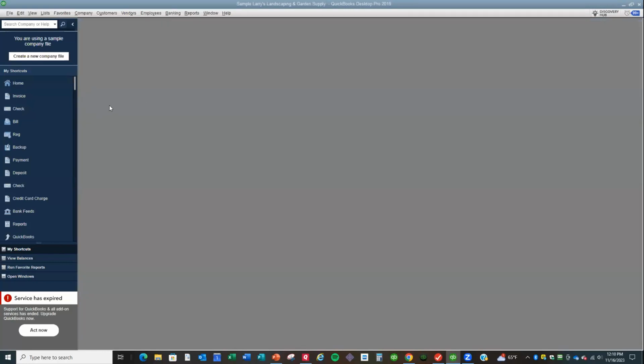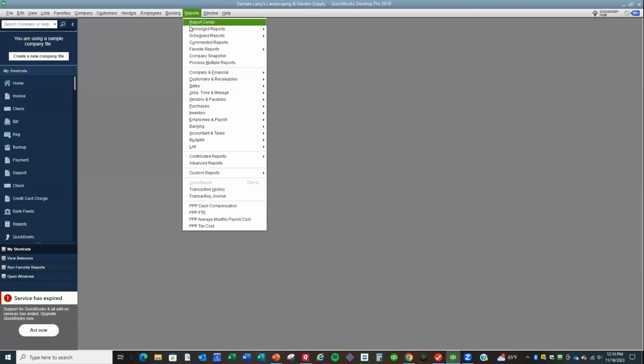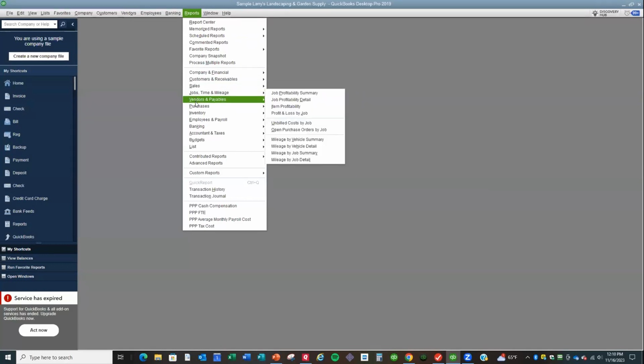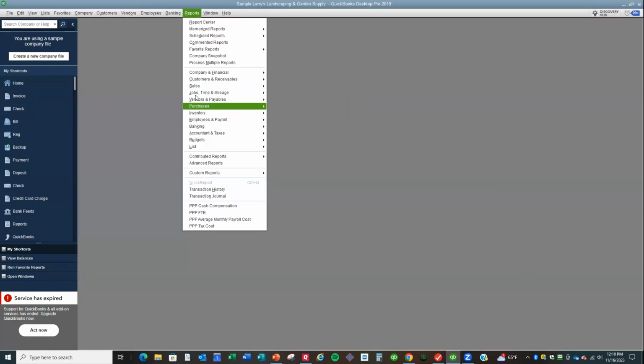Or if you don't have a shortcut bar up, you can go right through the menus. QuickBooks gives you 2 to 3 different ways to get to pretty much anything. And if we go through the menus, we would just hit Reports, all right? And we would just come right down there, and there's the company and financial, there's your customer reports, your sales reports, all right? So all the reports live right in here.